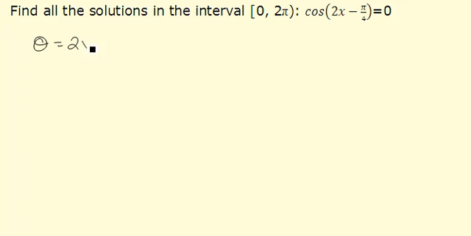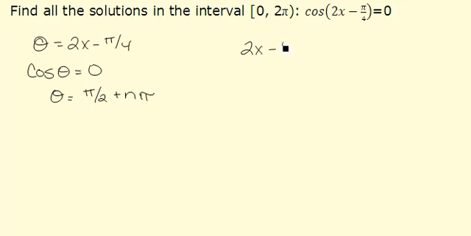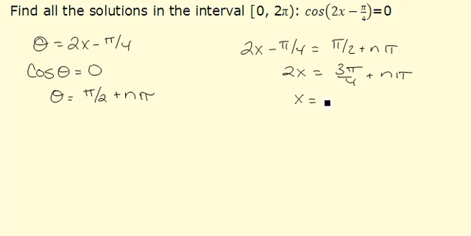If we let theta be equal to 2x minus pi over 4, then for the cosine of theta equaling 0, again cosine of theta is equal to 0 at every odd multiple of pi over 2, that would give us theta is equal to pi over 2 plus n pi. Solving, 2x minus pi over 4 is equal to pi over 2 plus n pi. Adding pi over 4 to pi over 2 would give us 3 pi over 4 plus n pi. Dividing everything by 2, we get 3 pi over 8 plus n pi over 2 as our general solutions, but we are only interested in the case between 0 and 2 pi.